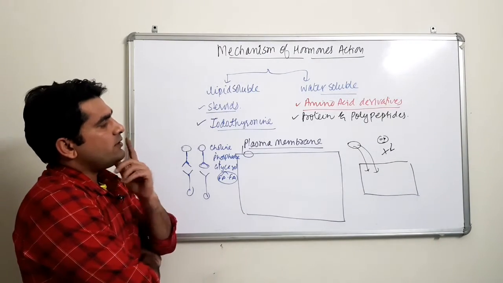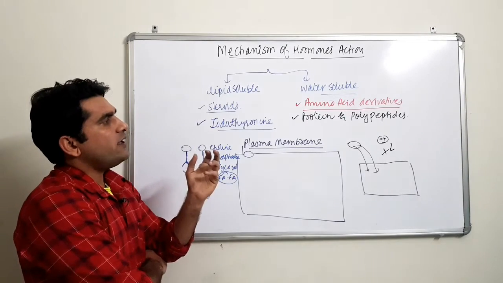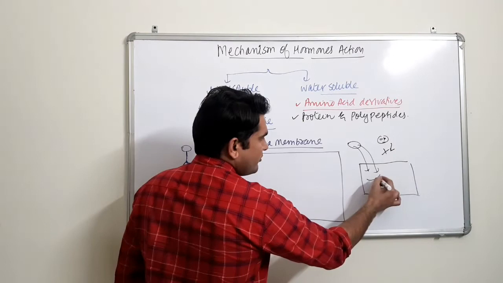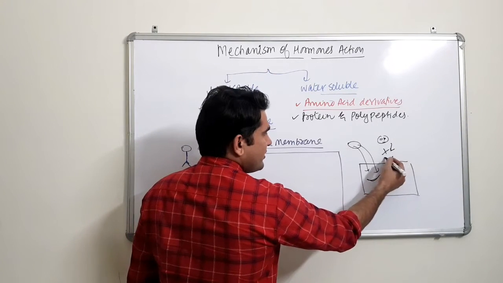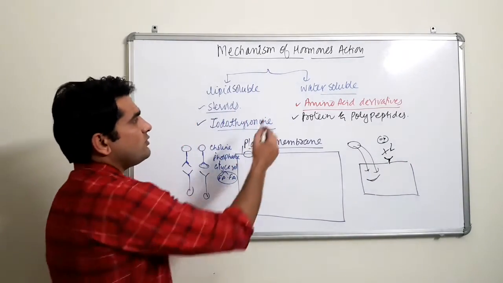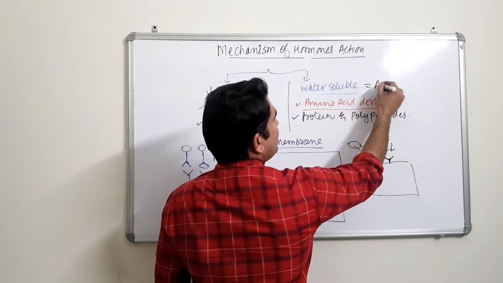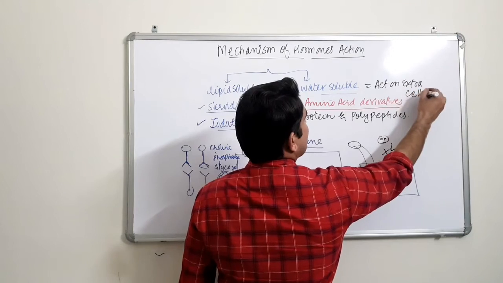Alright, so first we will be learning the mechanism of water-soluble hormones, that is, how water-soluble hormones act. There are certain receptors which are present inside the cell. What would be the name of that receptor? Intracellular receptor. And there are certain receptors which are present outside the cell. They are extracellular receptors. So these water-soluble hormones are not allowed to enter inside the cell, and they act on extracellular receptors. Who will tell me the definition of receptors?